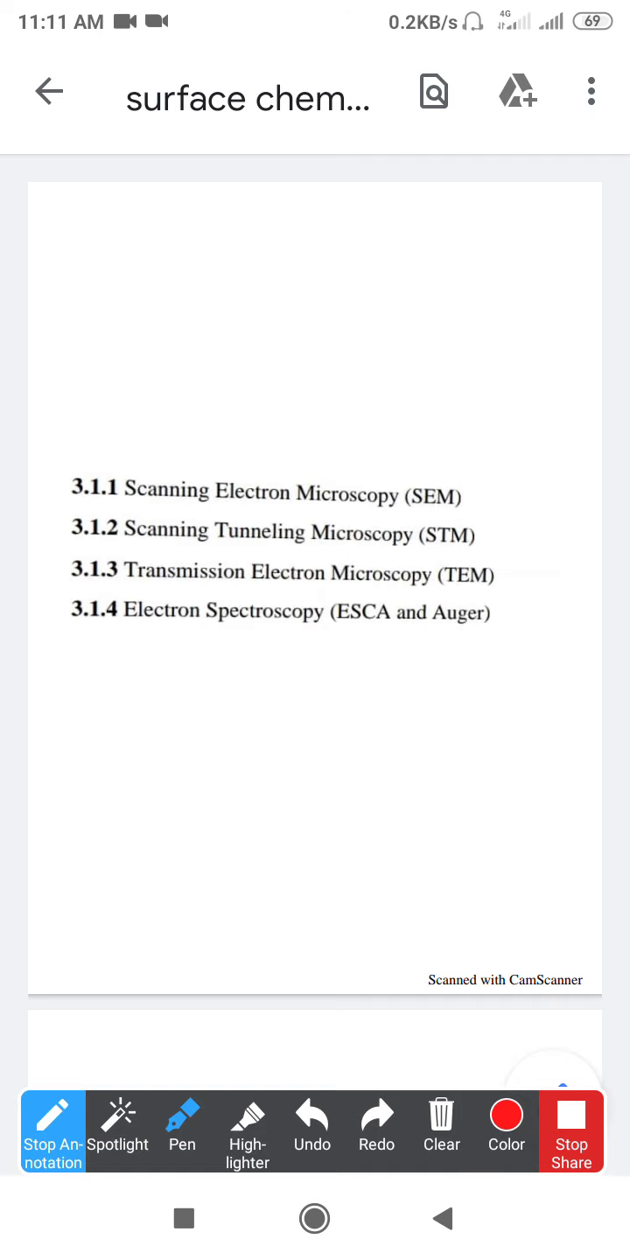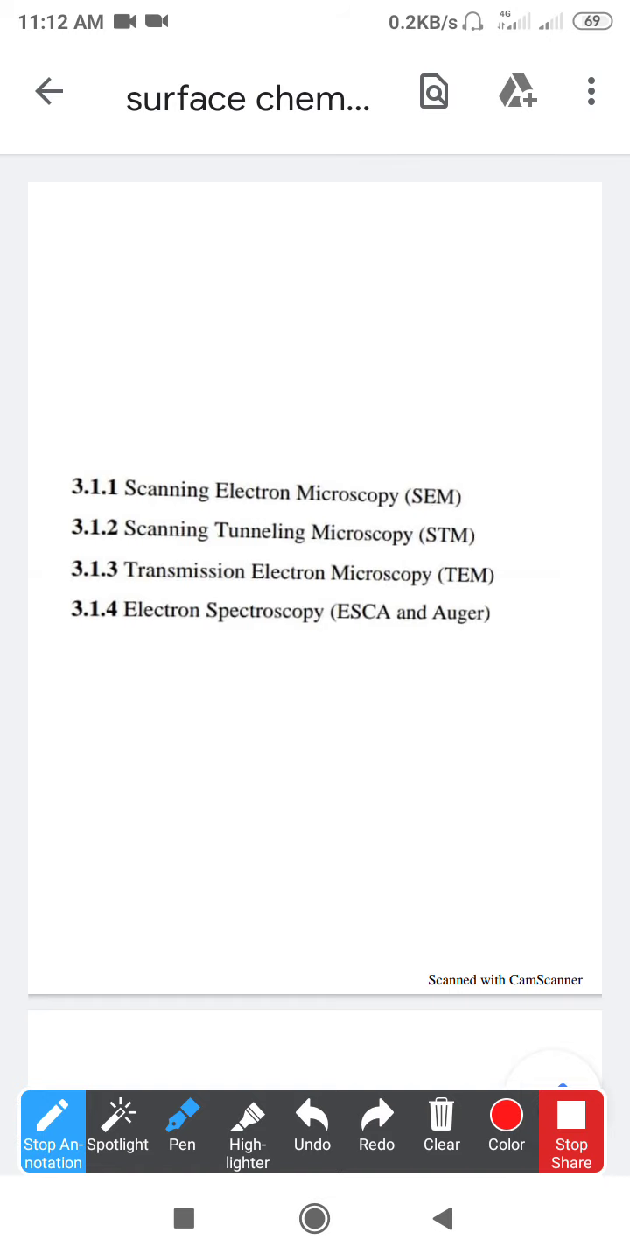In making these surfaces, various techniques are used. For making these surfaces we have some techniques which are useful for characterization as well as composition measurements. So what are the various techniques that we are going to use in the characterization of these surfaces? Basically these techniques involve three types of methods.